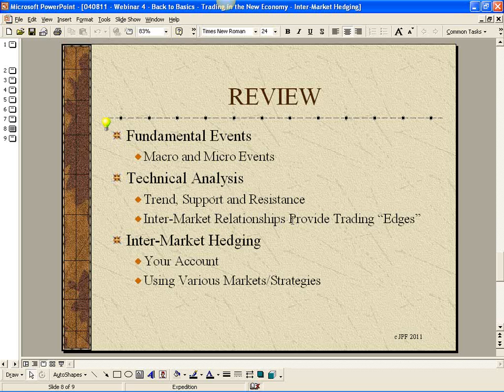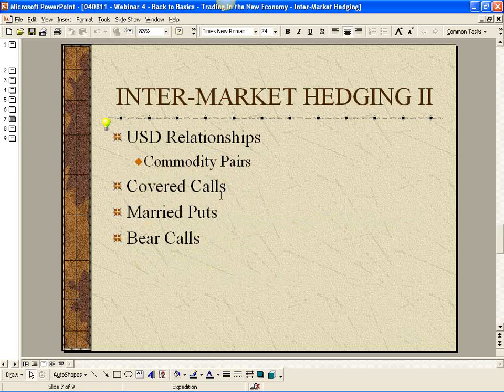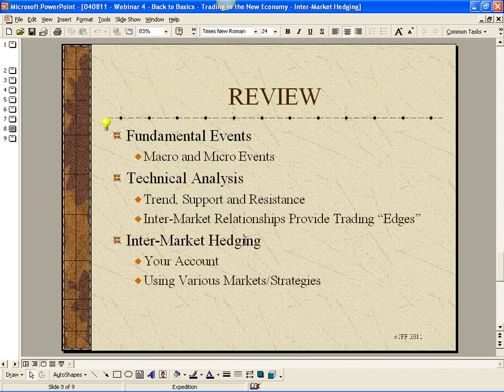Intermarket relationships, I do believe they do provide trading edges. No guarantees. You're not going to have a winner every time, but I do believe that they provide good areas to look for opportunities, high probability opportunities. Intermarket hedging depends on you and your account. And then you can also use various markets, options, Forex. You can use various strategies. As I showed you in this slide, you can use covered calls to generate income, married puts to grow your account when the account goes to the downside and be hedged basically, and then bear calls also to generate income.